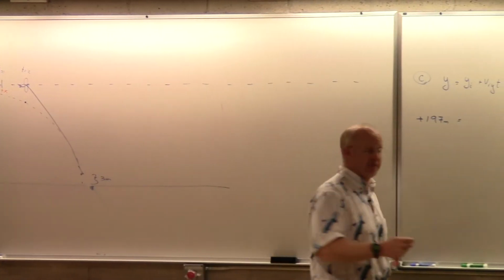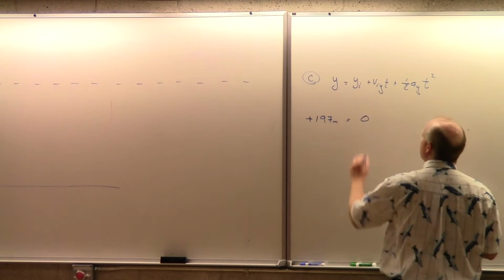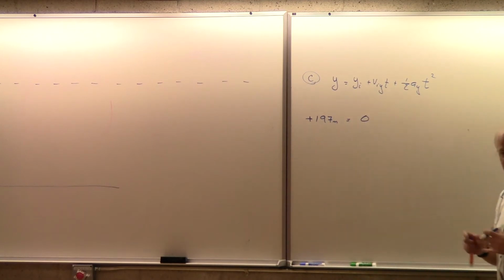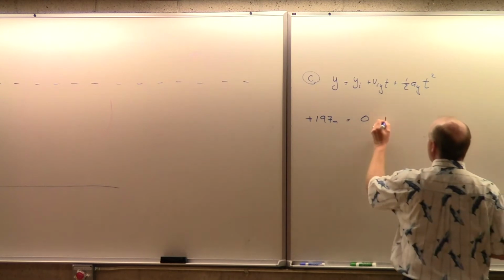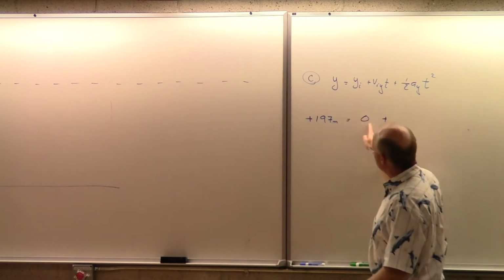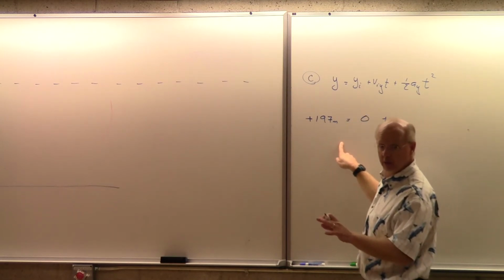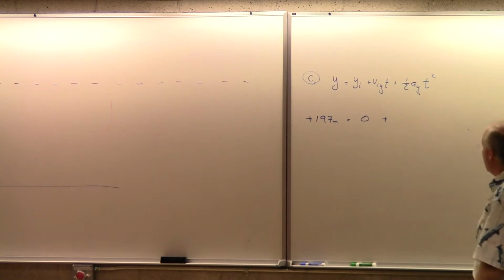And here was the advantage of picking that one. What's the initial position? Zero. So I'm sure that's why many of you said, let's pick that as the origin. That's the advantage there. But if you pick any other origin, the difference between these two will come out to be the same difference no matter what origin you pick. So keep that in mind.